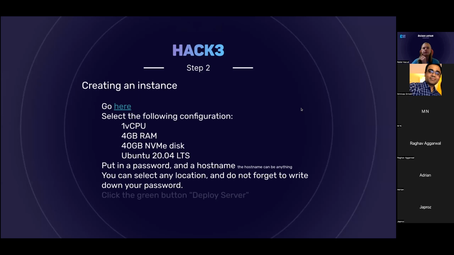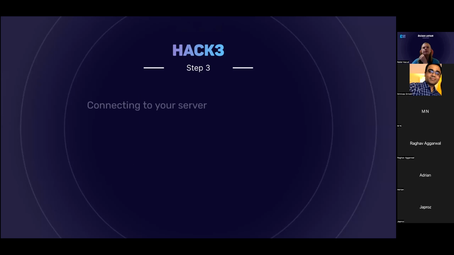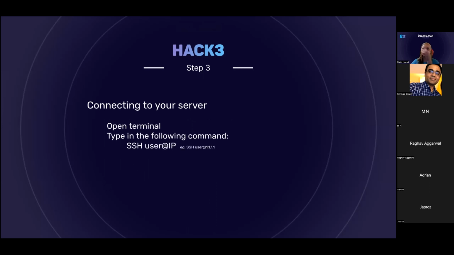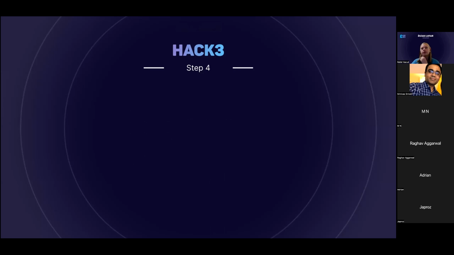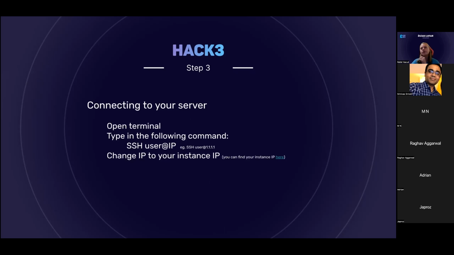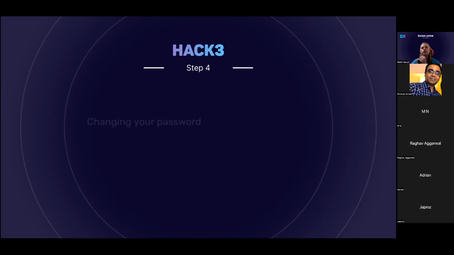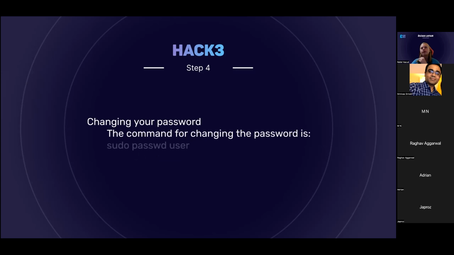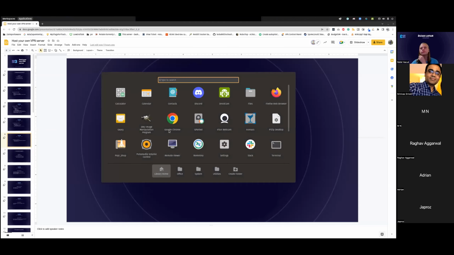Yep, this is done. Step 3, we are going to be connecting as we did. If you didn't see, in a second we are opening the terminal and typing in the following command: ssh user@IP, obviously changing the IP to your instance IP. And next up, we are going to be changing our password. The command for that is sudo passwd and user, as in our username. So let's do that right now.